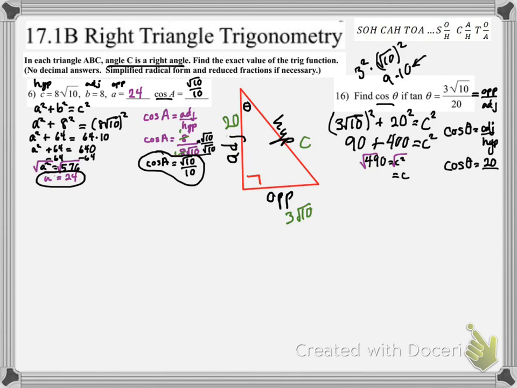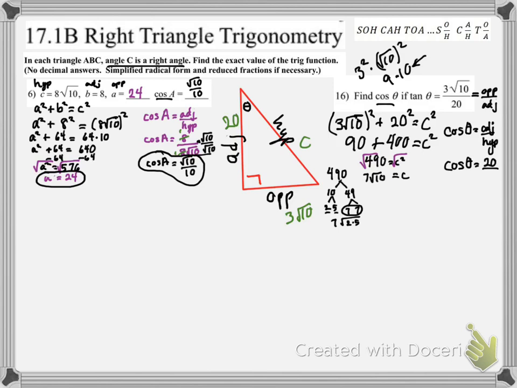I need to split up my 490, see what I can get out of that. 490 has a 0 on the end, so I would assume 10 times 49. 10 becomes 2 times 5. 49 becomes 7 times 7. Pair of 7s gives me an outside 7. Left over 2, left over 5. So I have up here 7 square root 10.